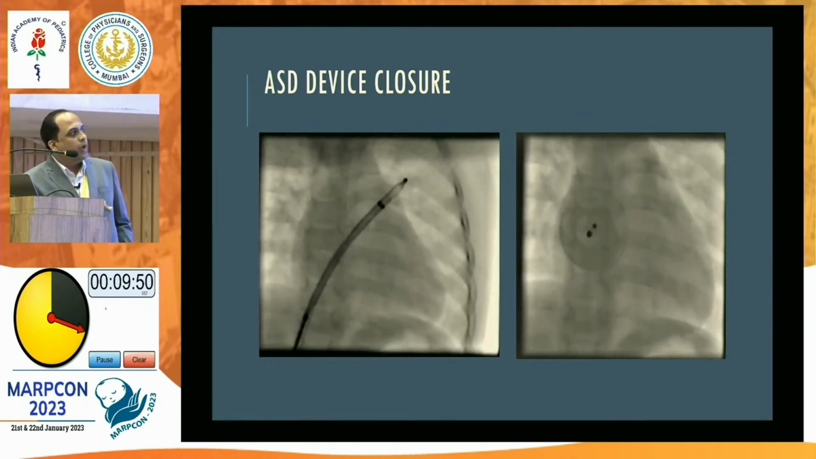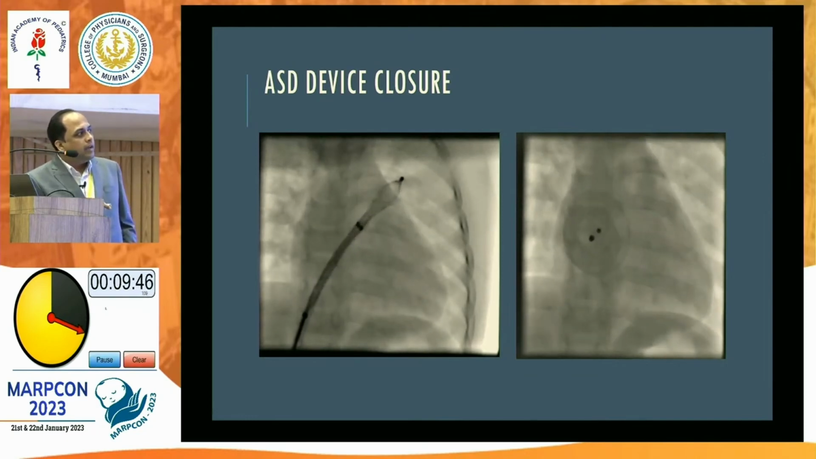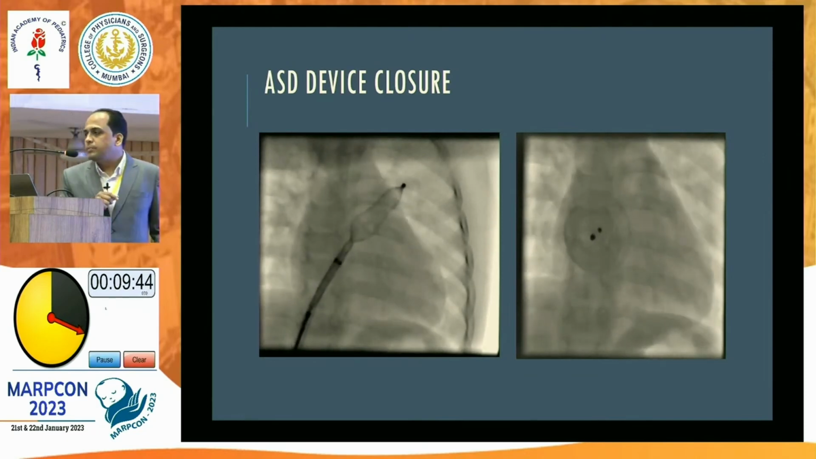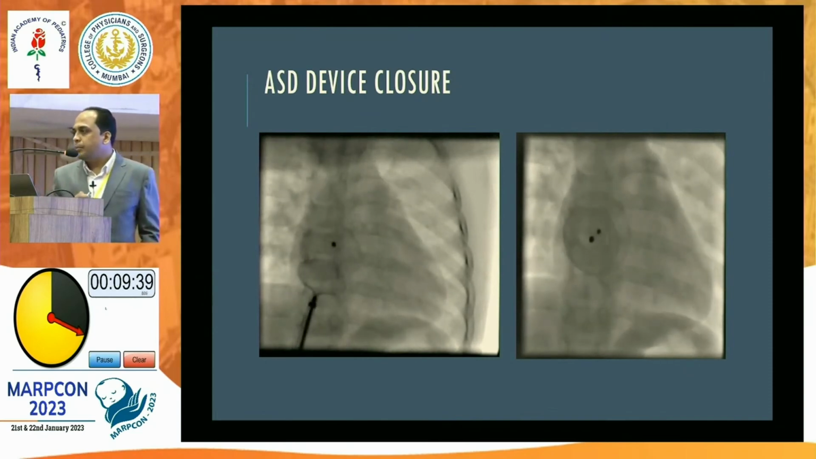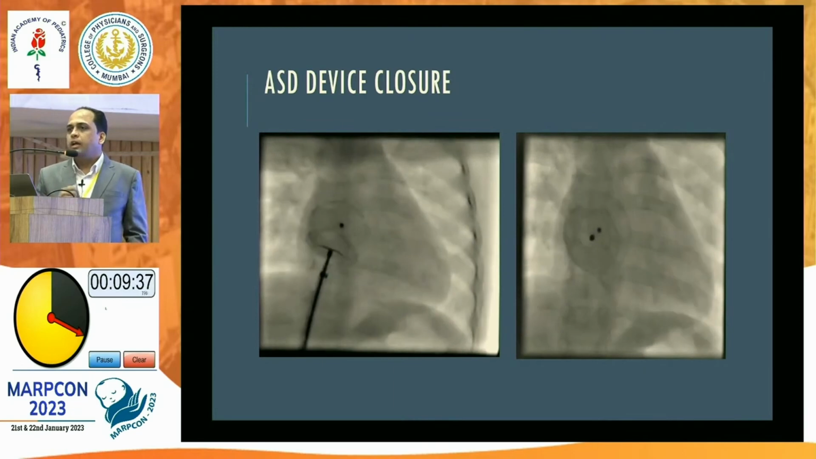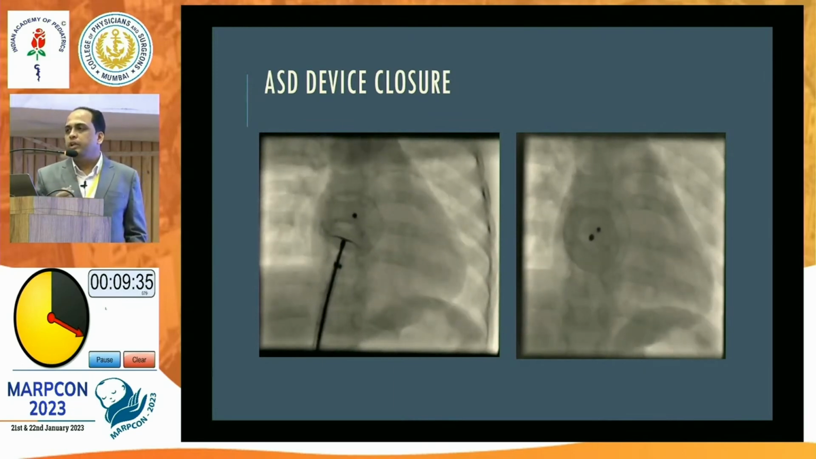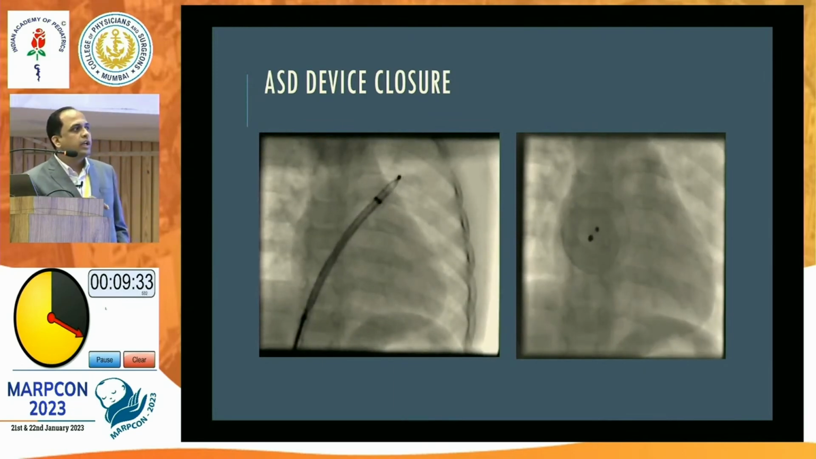So this is how atrial septal device closure is performed. Once we confirm the position of the device by fluoroscopy as well as echocardiogram, if it is a younger patient, we do a transthoracic echocardiogram. If it is an older patient, we do transesophageal echocardiography to confirm the position.